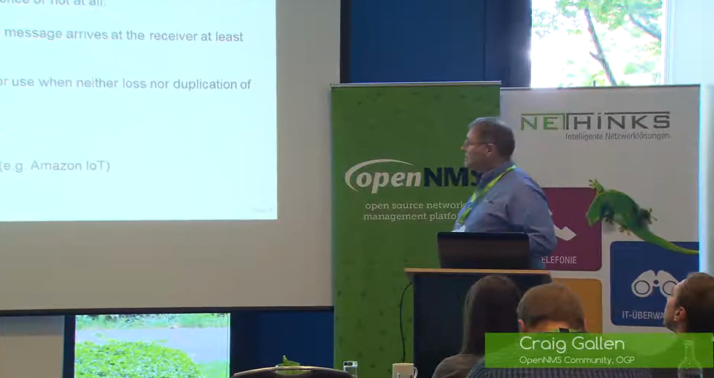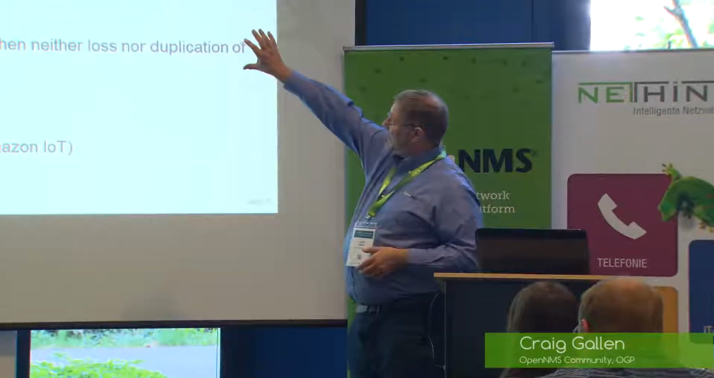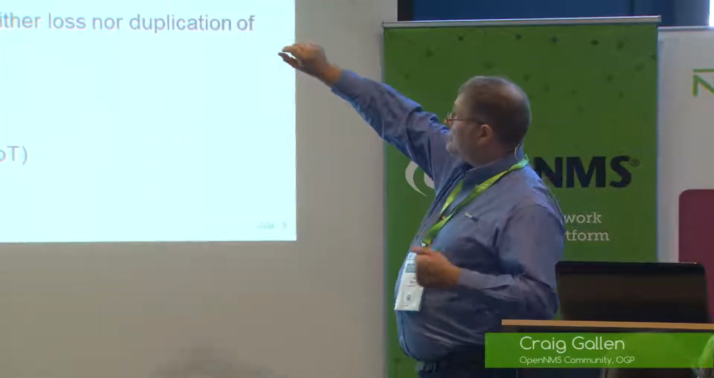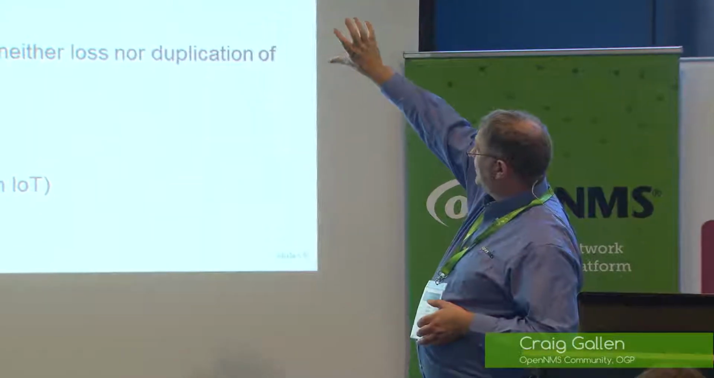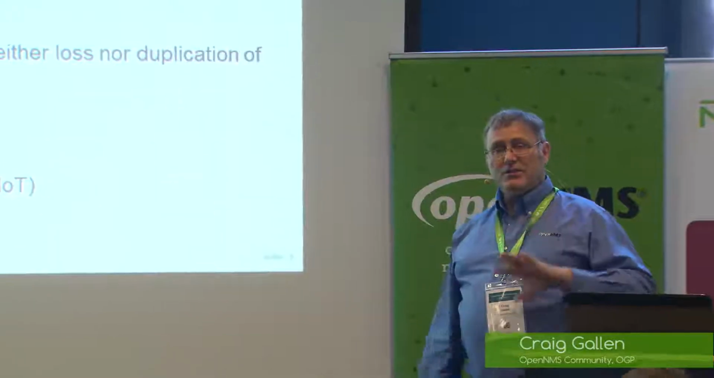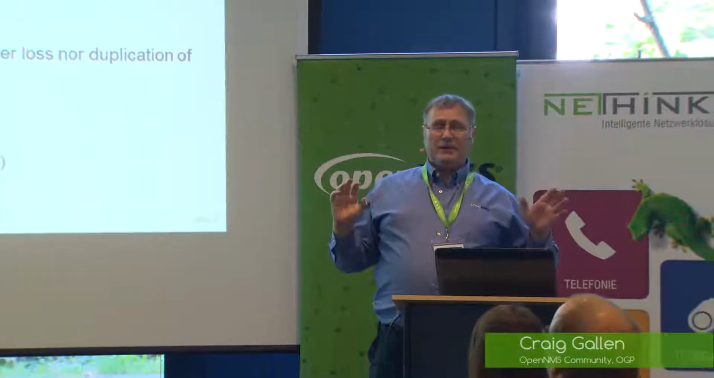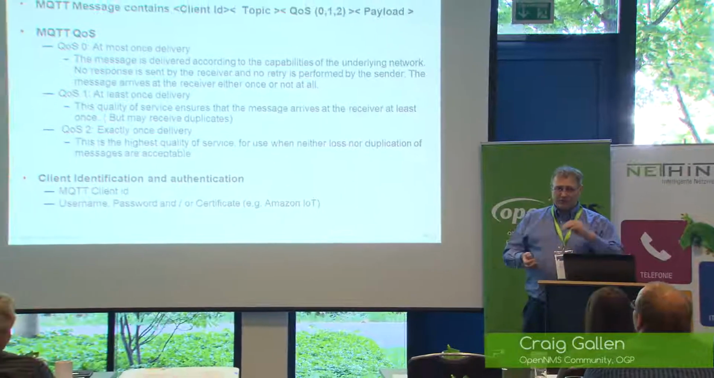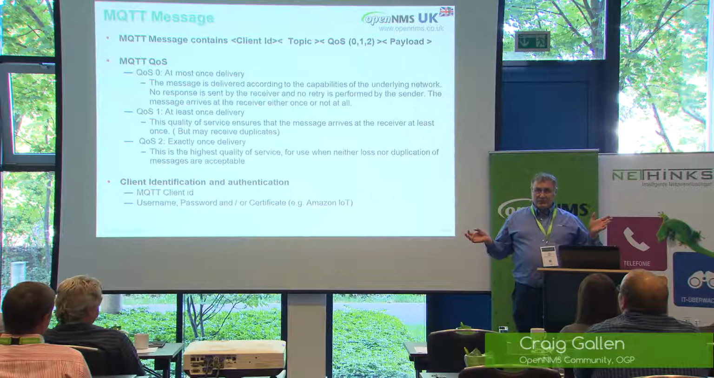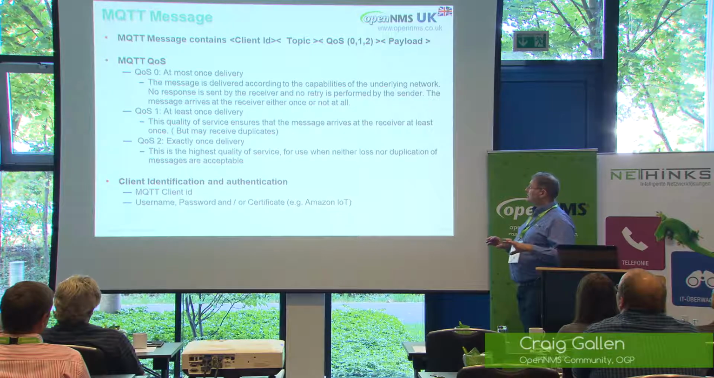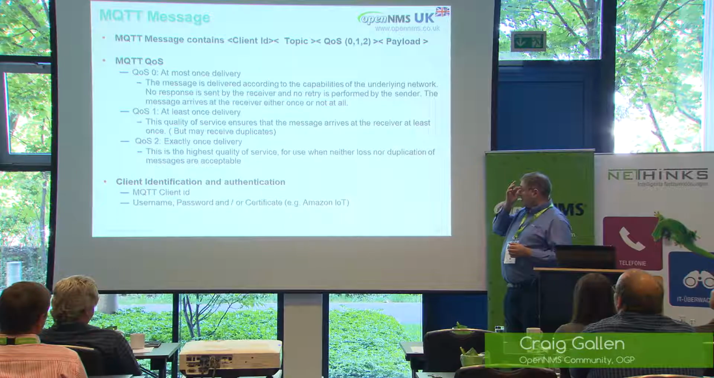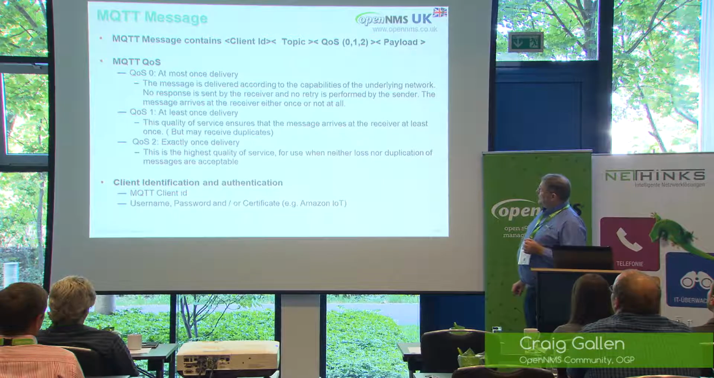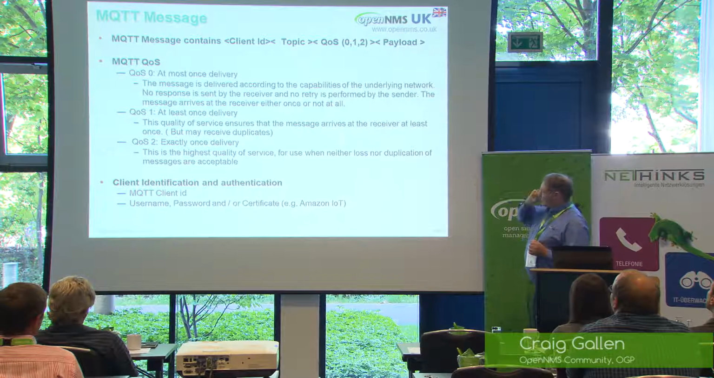So, as I said, the message basically contains the client ID, which identifies who you are, the topic that you're sending to or you want to receive from, the QoS, which I'll come on to in a second, and the payload. The payload is just a string of bytes. That's all it is. You can put strings, you can put protobuf, you can put JSON, you can put XML in that string of bytes, whatever you want. But as far as MQTT is concerned, the payload is just a string of bytes. There's nothing else that it knows about that except its length. That's it.